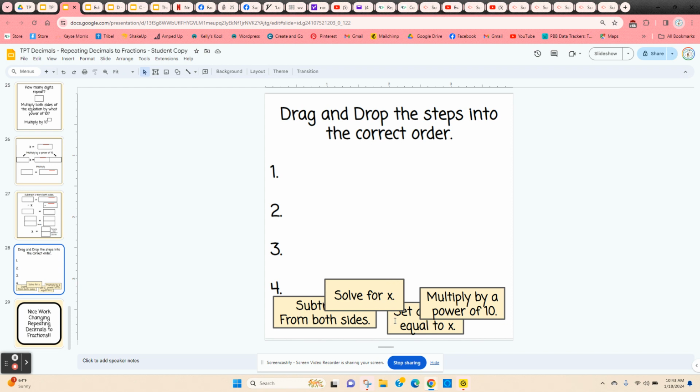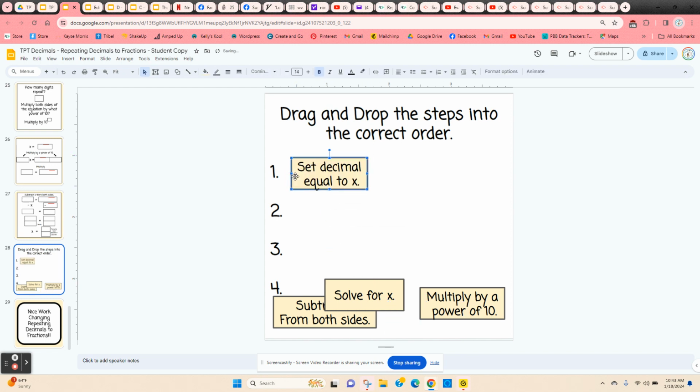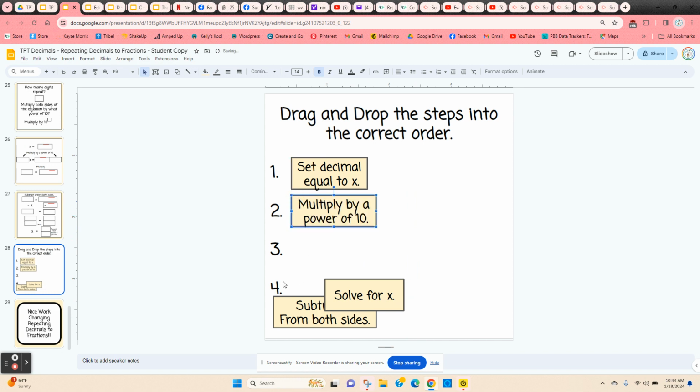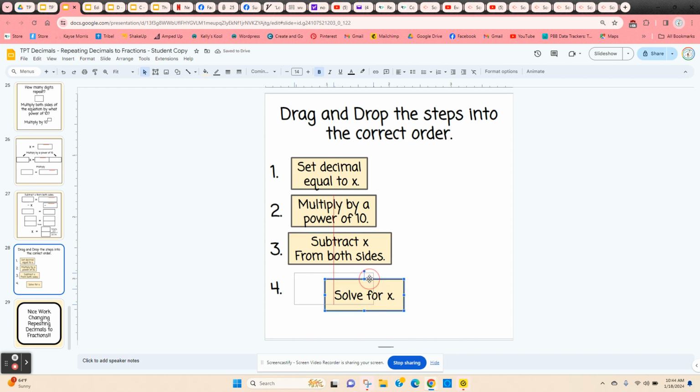So the first thing they're going to do is set their decimal equal to x. They just click and hold and they can move this into place. Multiply by a power of 10, second step. Subtract x from both sides, third step. And then solve for x, the fourth step.